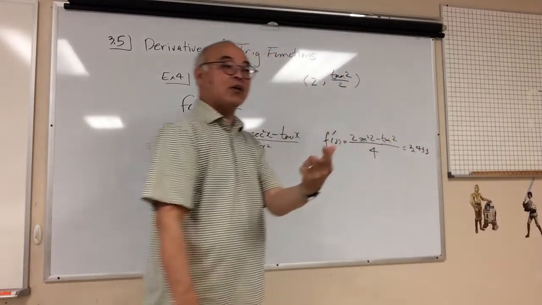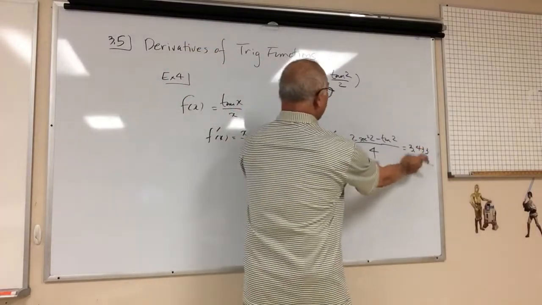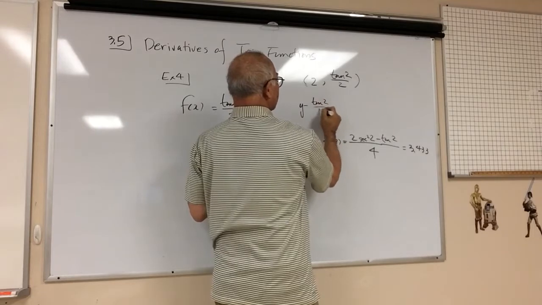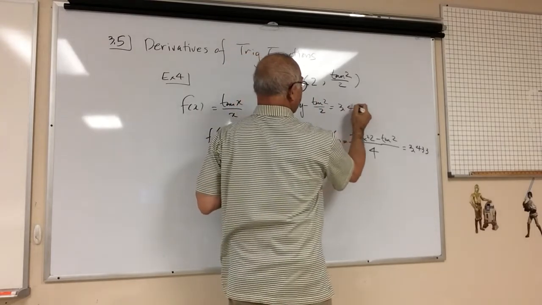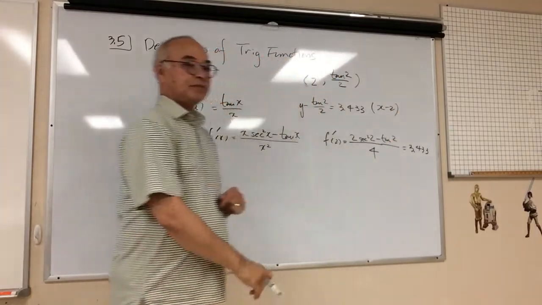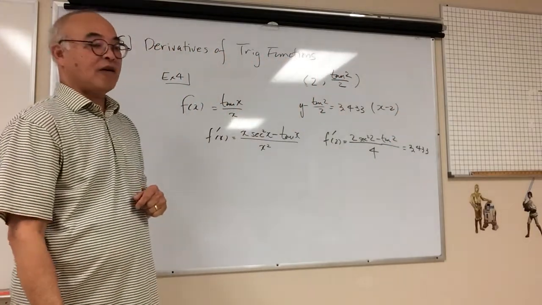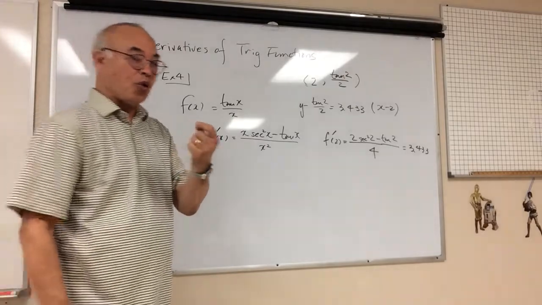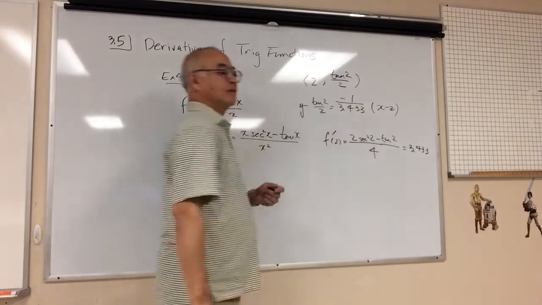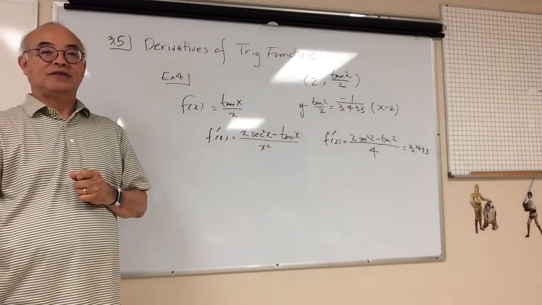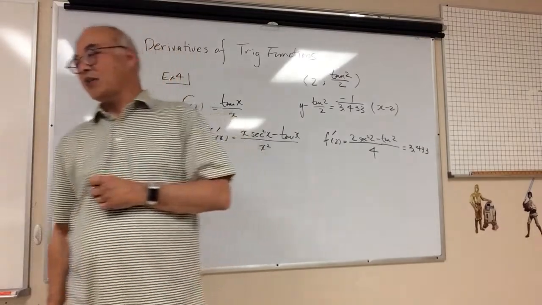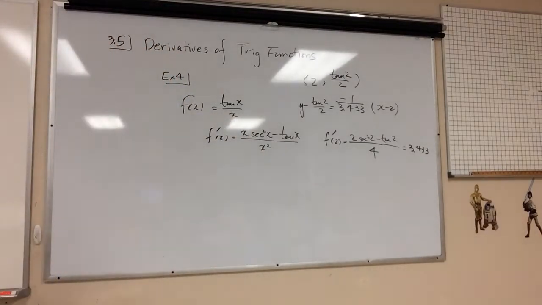So the tangent line equation is, this is the slope that goes to this point, so it's going to be y minus tan 2 over 2 is equal to 3.433 times x minus 2. The normal line is going to be negative 1 over 3.433. It's the opposite reciprocal, which is where the 0.291 comes in. Okay? We good?